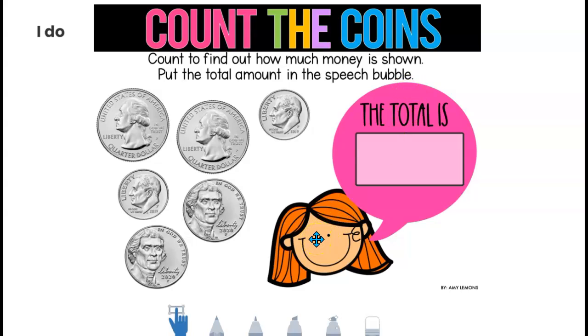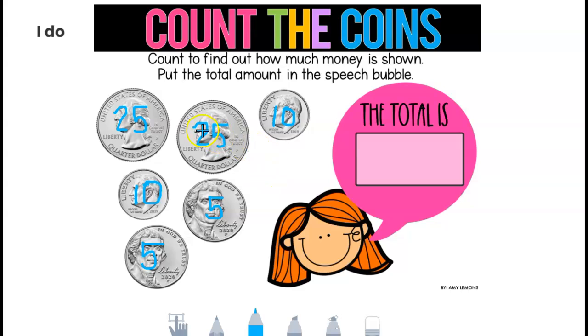So the way that we're going to do this is we are first going to label each coin with how much it is worth. So I see I have 2 quarters here, and I know a quarter is worth 25 cents. So I'm going to put my 25 on top of the coin. And then I've got 2 dimes here. The smallest coins are called dimes, and they're worth 10 cents. And then I've got 2 nickels here, and those are worth 5.